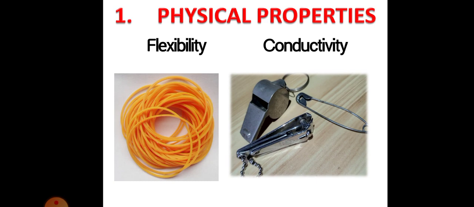Next, conductivity. So, do you know these materials? We have the nail cutters, whistle, and etong pin. So, pag sinabi natin conductivity, it is the ability of a material to allow heat and electricity to pass through it. Ibig sabihin, itong mga materials na to, pinapayagan nila na dumaan sa kanila or dumaloy sa kanila ang heat, init, and electricity or kuryente. So, bakit kaya? Sometimes because they are actually made up of metals.